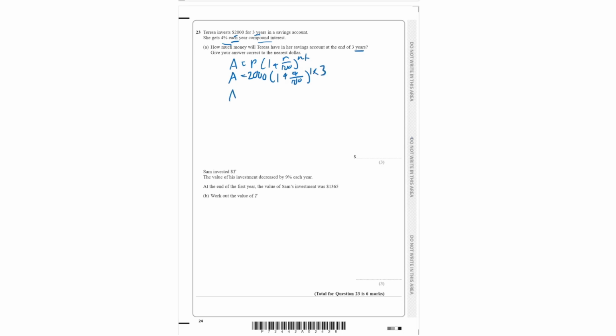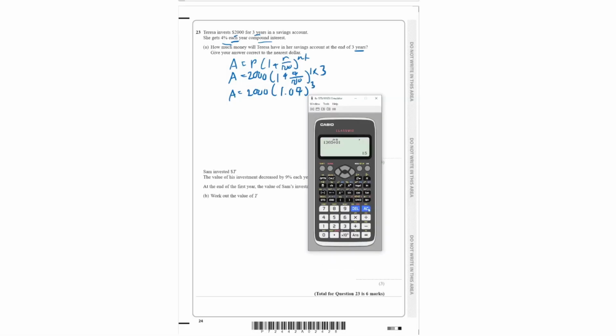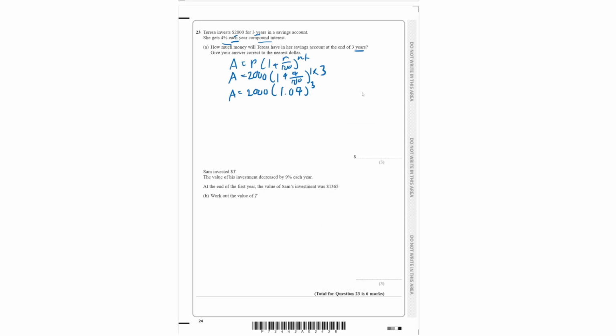We can simplify this to A is equal to 2,000 into 1 plus 4 over 100 is 1.04. 1 times 3 is 3. So we can then put this into a calculator to find our answer, which is given to us as 2,000 into 1.04 to the power of 3, which is 2249.7.